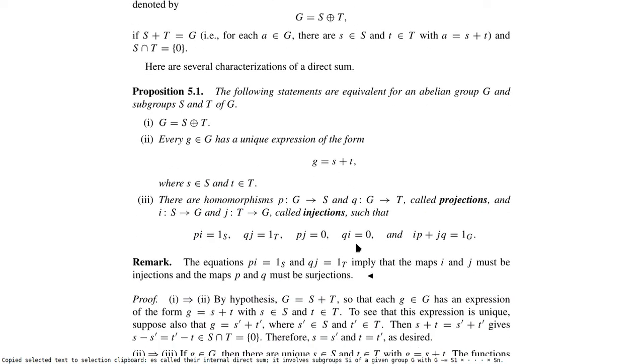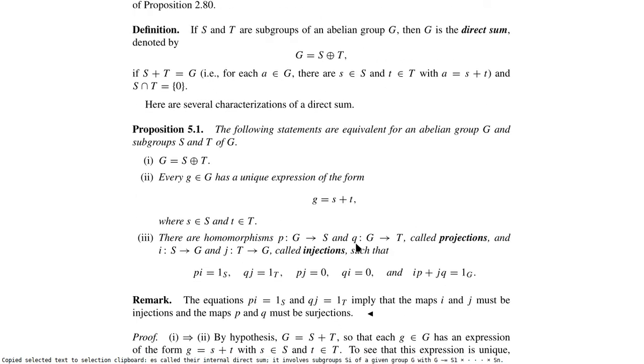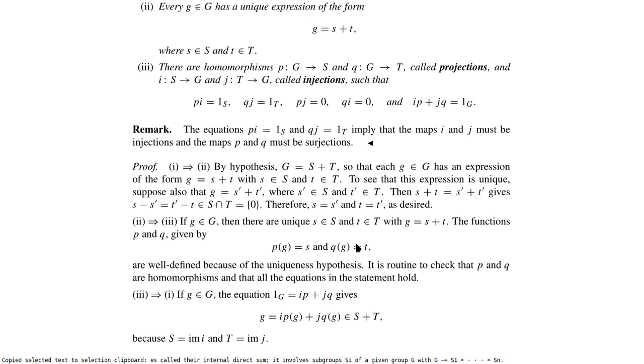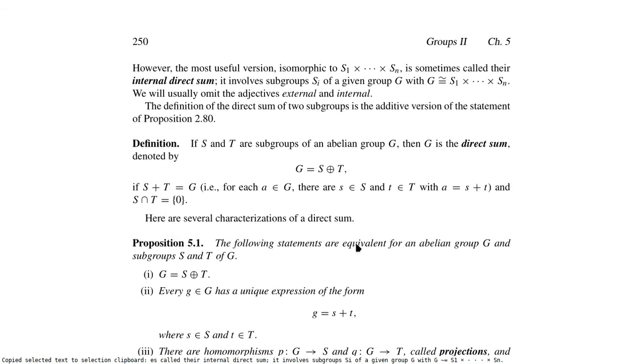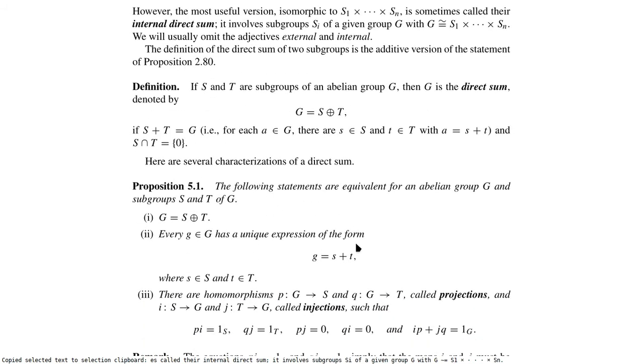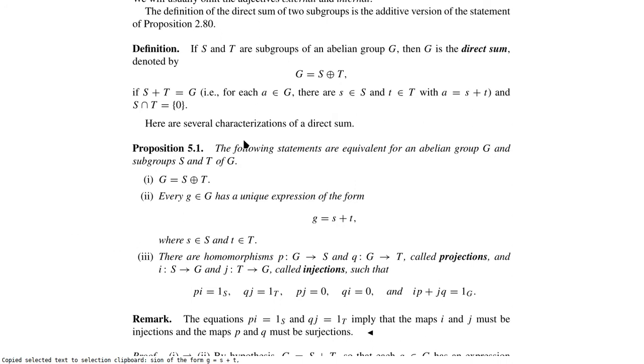Okay, so the first proposition, whose proof we're not going to go through because it's pretty trivial, is that if you can write an abelian group as a direct sum of two subgroups, then the first thing is that every element of G has a unique representation as s + t, where s is an element of the subgroup S and t is an element of the subgroup T. So that's one thing you can get.